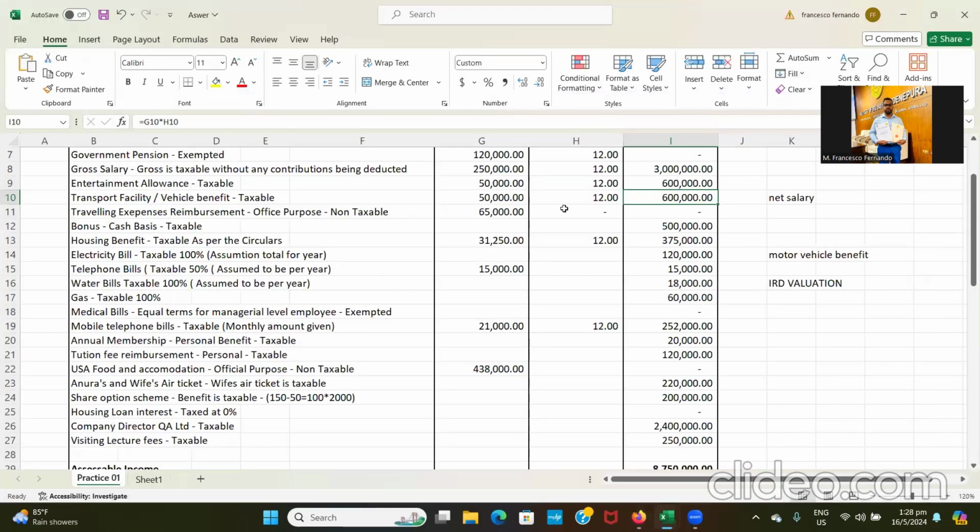Since this traveling expense reimbursement is used for an official purpose, we are not taxing it, right? So normally remember, everything which is there as official purpose in taxation, we are not taxing, right? Official purpose means there is no tax.